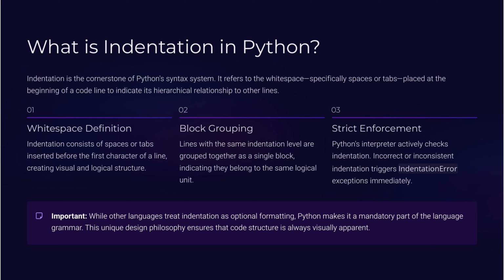Indentation in Python is crucial, defining code hierarchy through spaces or tabs at line beginnings. Lines sharing the same indentation form a block, signifying a logical unit. Python enforces this strictly, with errors arising from inconsistencies. Unlike other languages, Python mandates indentation, ensuring clear, visually structured code.